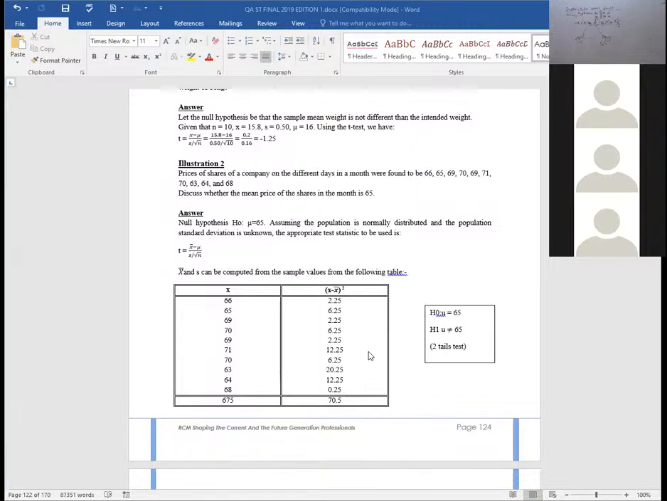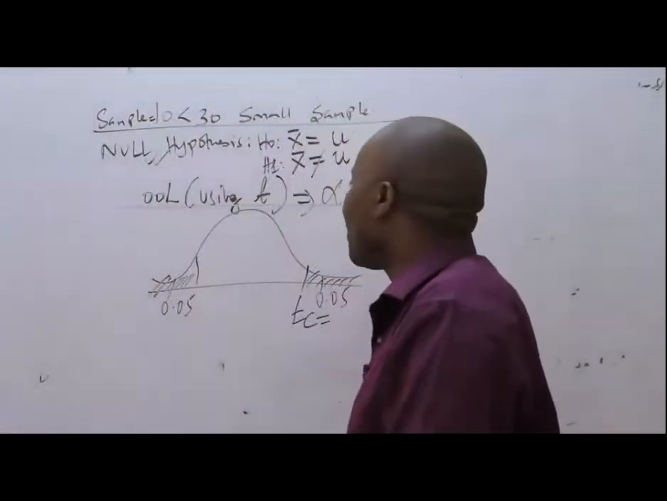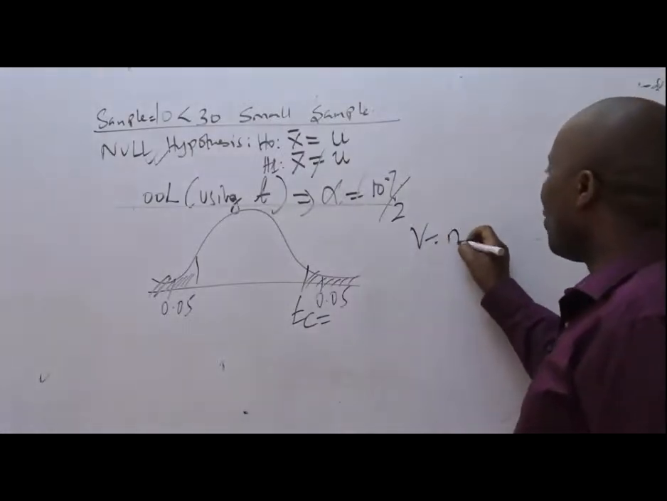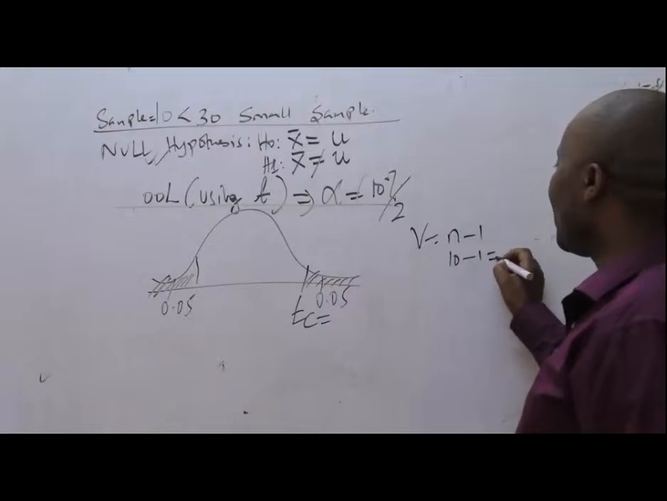So remember, you need two things to read the T table. Number one, you need the degrees of freedom. You need the V. V is what is called degrees of freedom, and to get V, we normally have n minus 1. So the n here is 10, 10 minus 1, that gives me 9.